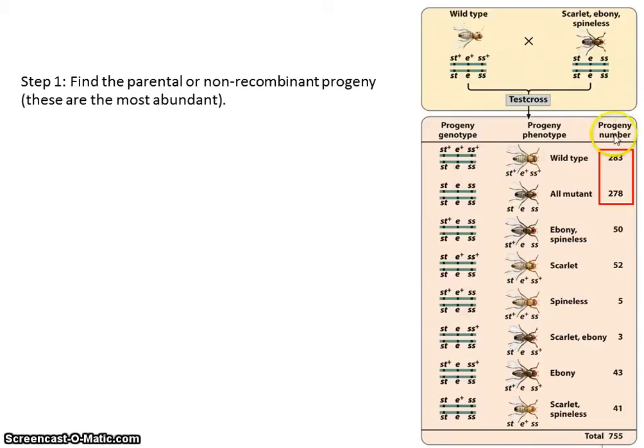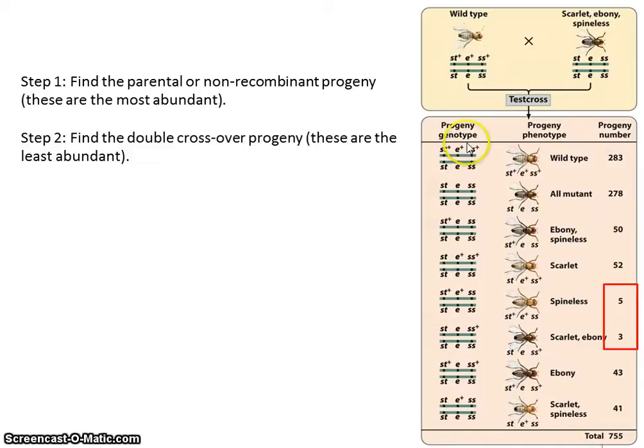So we identify the parental or the non-recombinant progeny. These are the ones that are most abundant here. And I want to actually point out that the nature of the Testcross is when we take, in this case, a triple heterozygous individual with a recessive homozygous individual. And this individual can, in the presence of recombination, create every possible gamete combination. And this is essentially what we're seeing here.